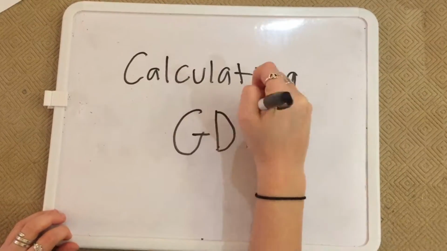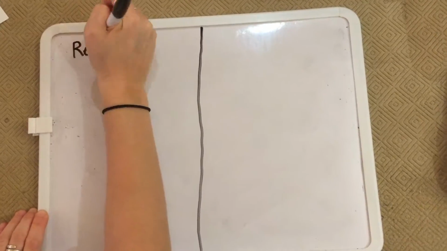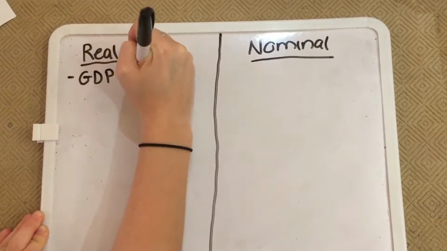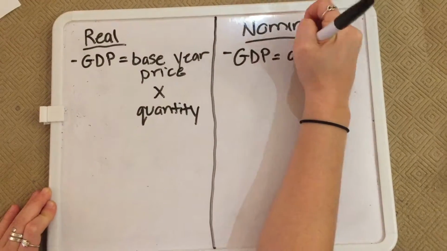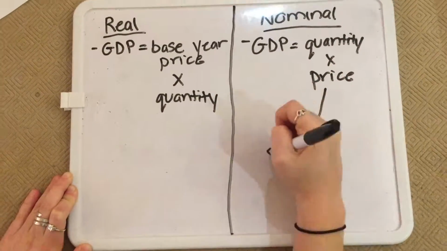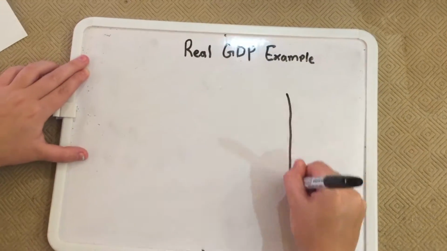Now that we know all this information, we are going to discuss how we calculate real and nominal GDP. Real GDP equals base year price multiplied by the quantity, and nominal GDP equals quantity times price within the same year. Here is an example of how to calculate real GDP.